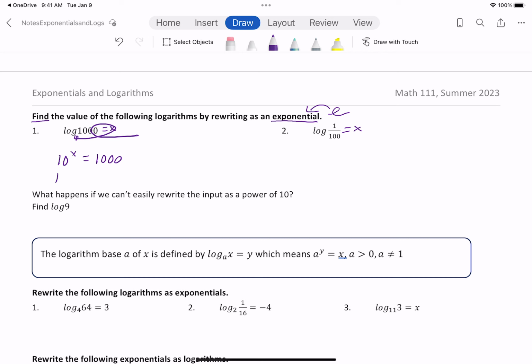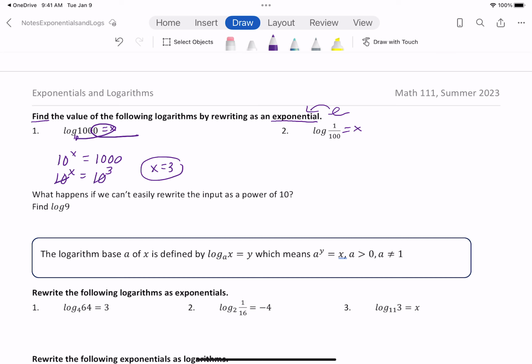So what I'm going to do, since this is 10 to the x, I'm going to write 1,000 as a base of 10. And if I have 10, we would have to raise it to the third power to get 1,000. And now because the bases are the same, we can drop the bases and just set the exponents equal to each other. So the value of that log expression is 3.